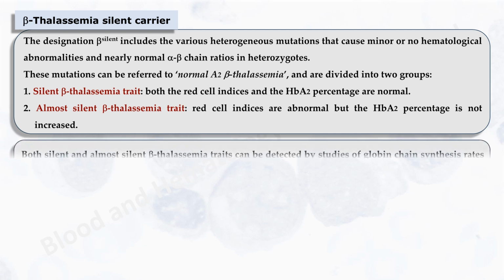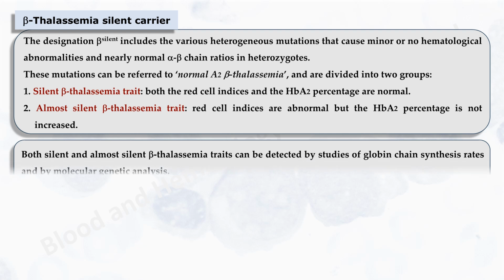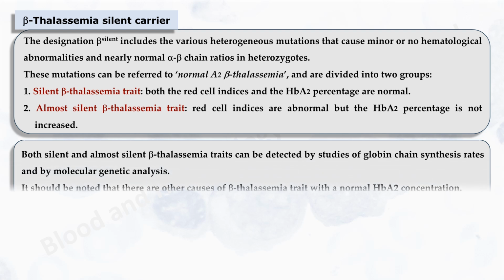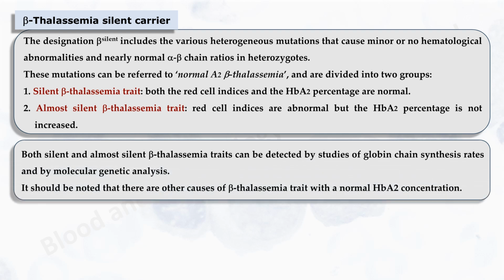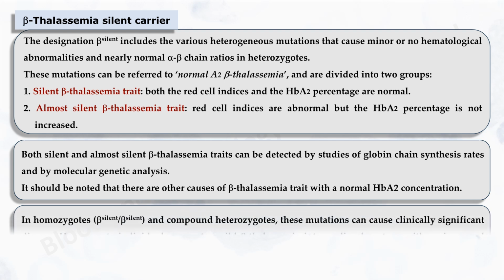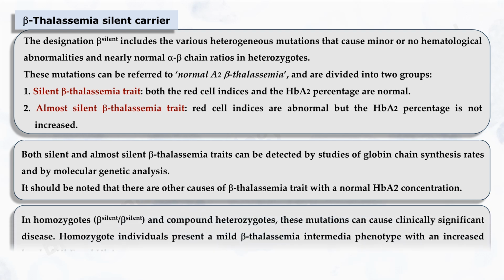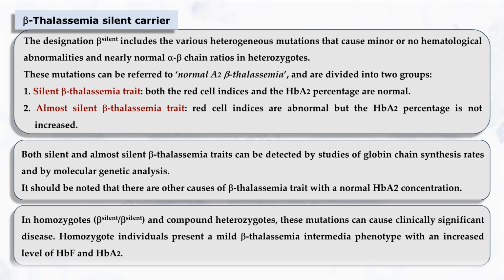Both silent and almost silent beta-thalassemia traits can be detected by studies of globin chain synthesis rates and by molecular genetic analysis. It should be noted that there are other causes of beta-thalassemia trait with a normal hemoglobin A2 concentration. In homozygotes and compound heterozygotes, these mutations can cause clinically significant disease. Homozygote individuals present a mild beta-thalassemia intermedia phenotype with an increased level of hemoglobin F and hemoglobin A2.